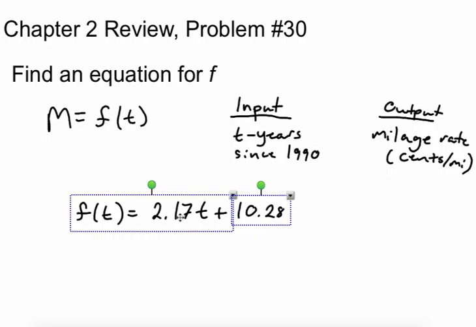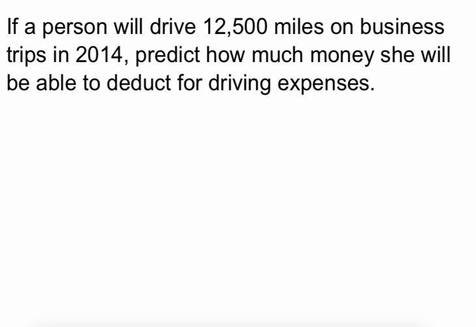And so we had said in 1990, it started at 10.28 cents per mile, but then every year that value increased by 2.17 cents. So the input was T years since 1990, and the output was the mileage rate in cents per mile. Okay, so let me copy this. And now we're going to use this information. So we found the equation, we interpreted the parts, and now we're going to use it.